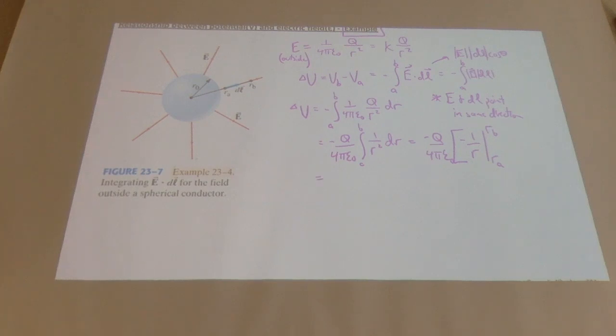So let's go to the next step. Now I've got minus Q over 4 pi epsilon naught. And then inside here, we're going to have minus 1 over RB minus a minus, so that'll give me a plus 1 over RA.